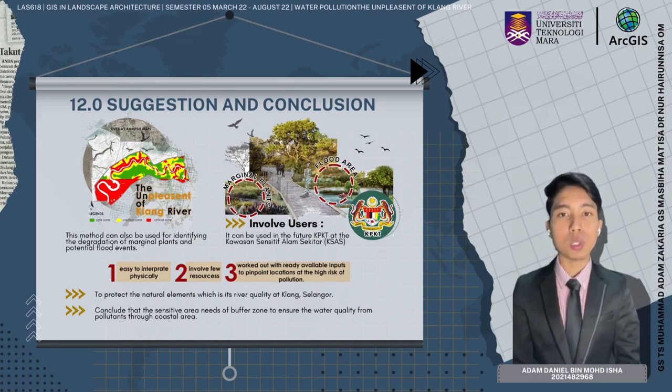The conclusion of this study is to protect the natural elements, which is the river quality at Klang, Selangor. We conclude that the sensitive area needs a buffer zone to ensure the quality of the water from pollutants through the coastal area. That's all from us.